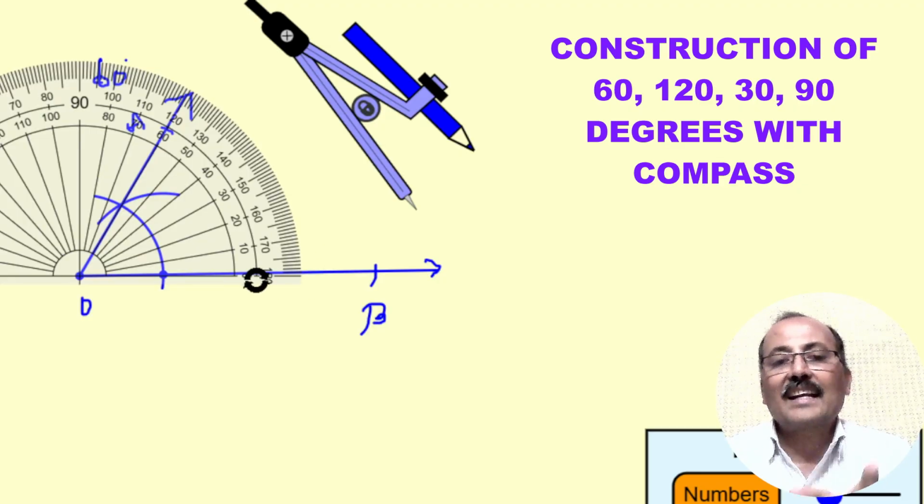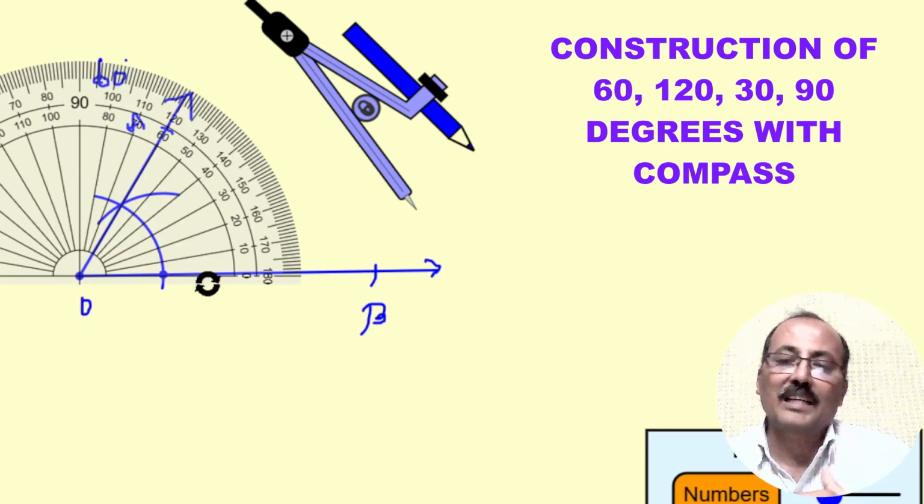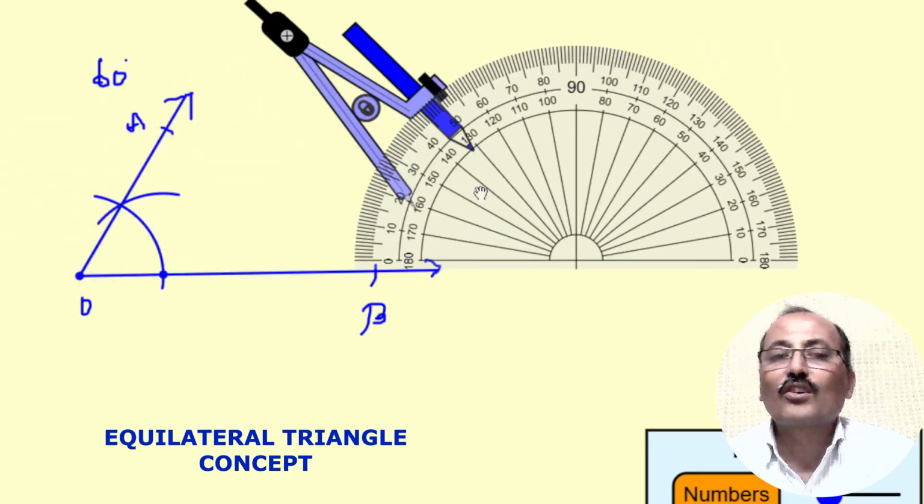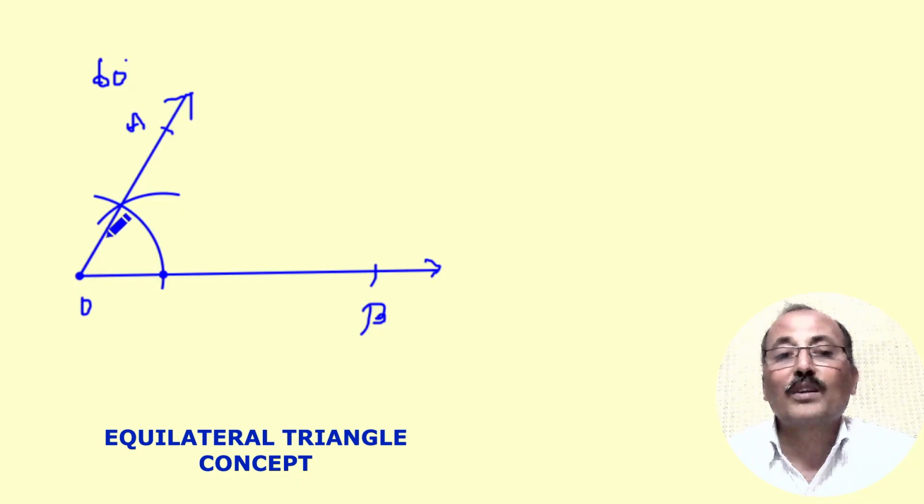You see exactly from 0, 10, 20, 30, 40, 50, 60. The gap, angle means that measurement gap only, no? That is 60 degree exactly. How this works out, my dear children? This one. What is the concept behind this one to take?